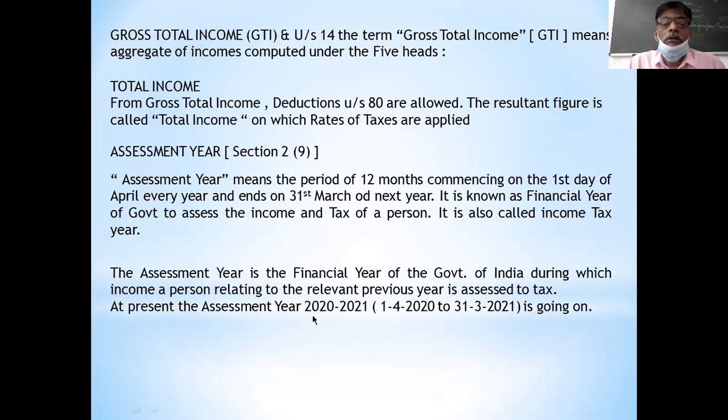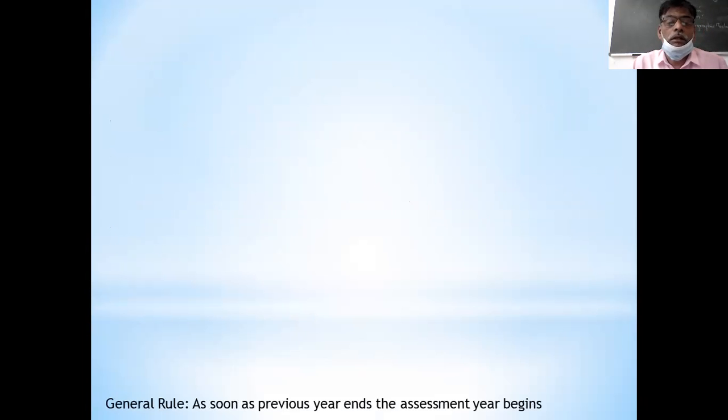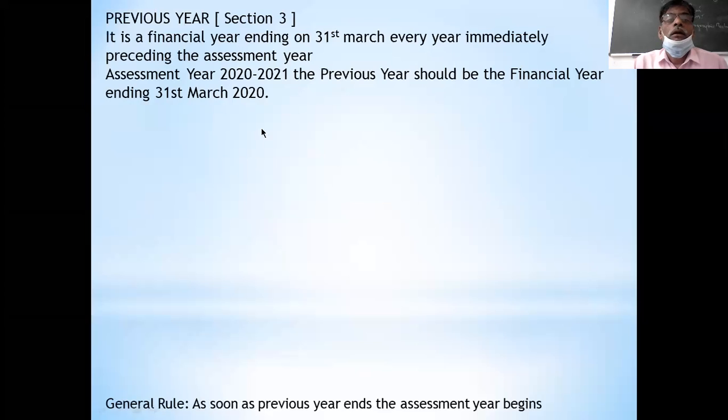The present assessment year is 2020-21. 2021 is the assessment year. This is the present assessment year. It was already explained yesterday. And regarding the previous year, this was also explained a little bit.